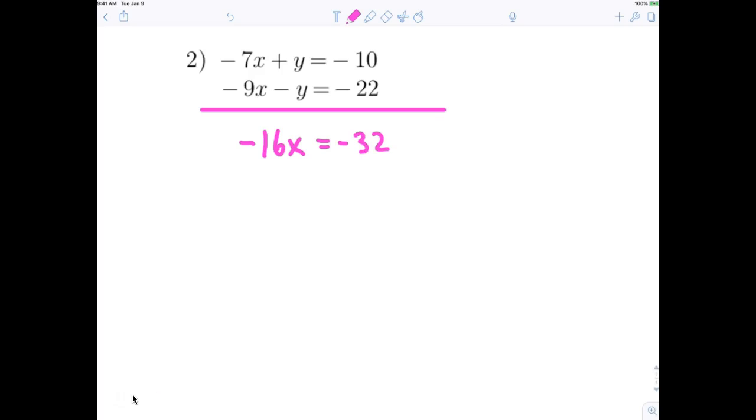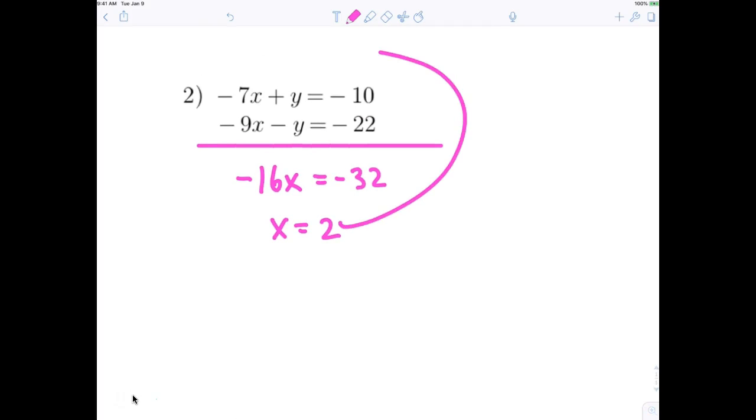Now, do you understand? That's not that hard. Come on. Just adding it straight down, because you recognize the x's. I know. We know what you meant. And now after I do that, I divide by negative 16. So everybody should be able to tell me quickly that x equals what? X equals 2. Any questions with that?